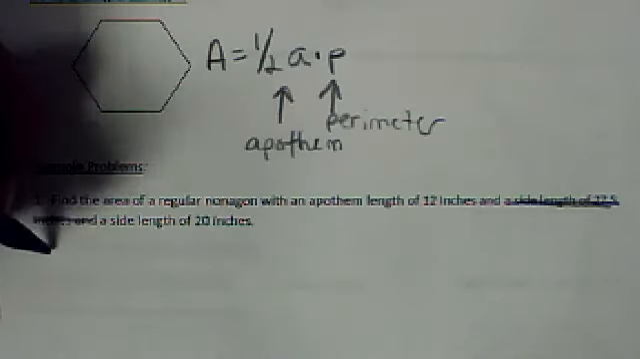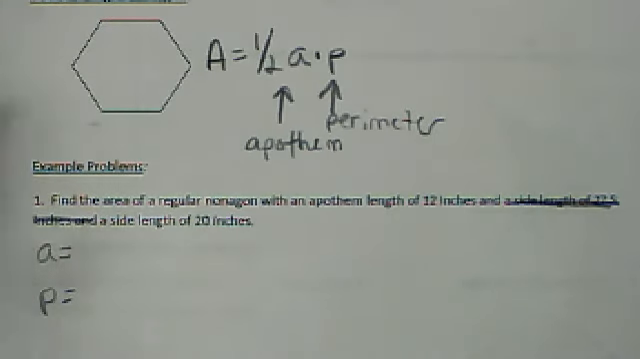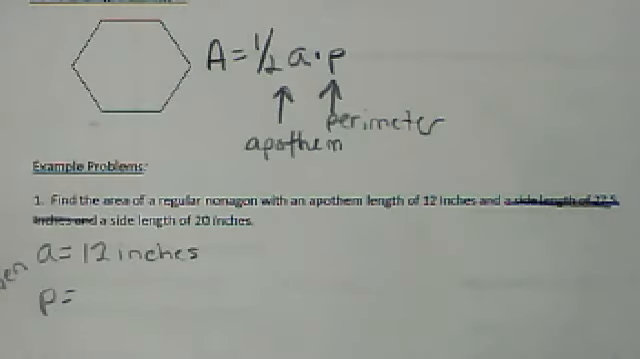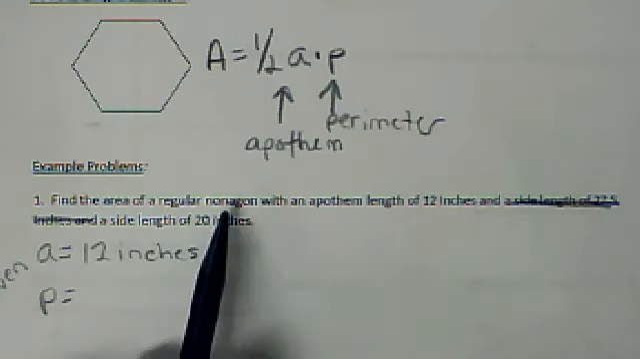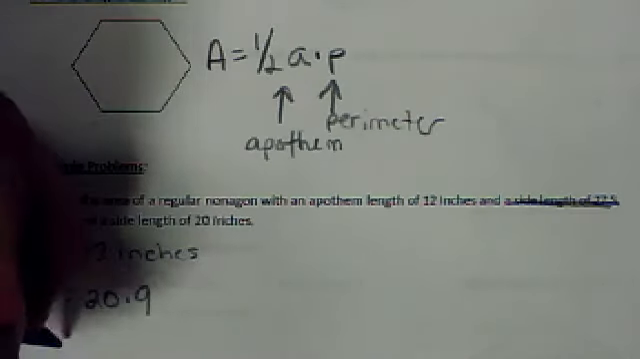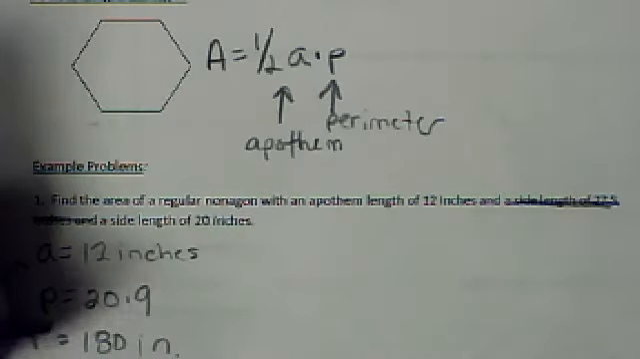So we know that for my formula, I need an apothem and I need a perimeter. This is all my given information. My apothem is 12 inches long. My perimeter is going to be based on my side length and how many sides I have. If my side length is 20 inches, and I'm creating a nonagon that has 9 sides, then my perimeter is 20 times 9, which is 180 inches. So that is my perimeter.